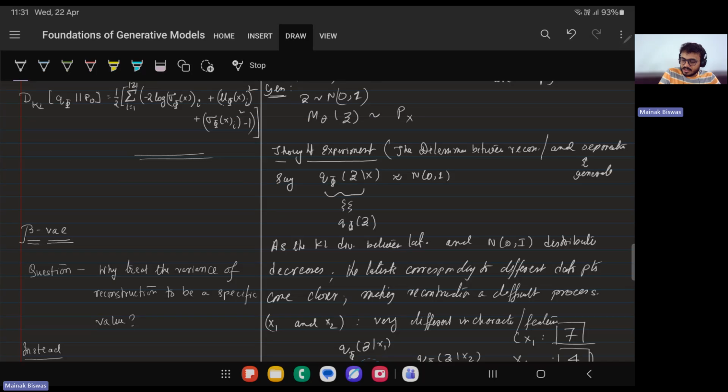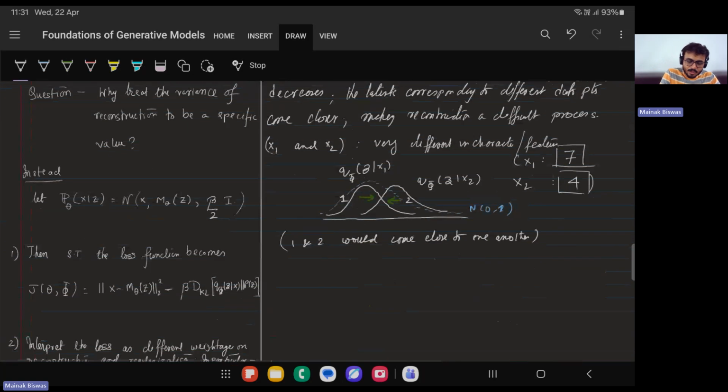ability to generate. So if you are close to normal 0, 1, you will be able to generate better, because the model has been trained to reconstruct from normal 0, 1, and you are sampling from normal 0, 1 during generation or inference. But you will not be able to reconstruct, is what I'll tell you. Why will you not be able to reconstruct? Is because of this problem.